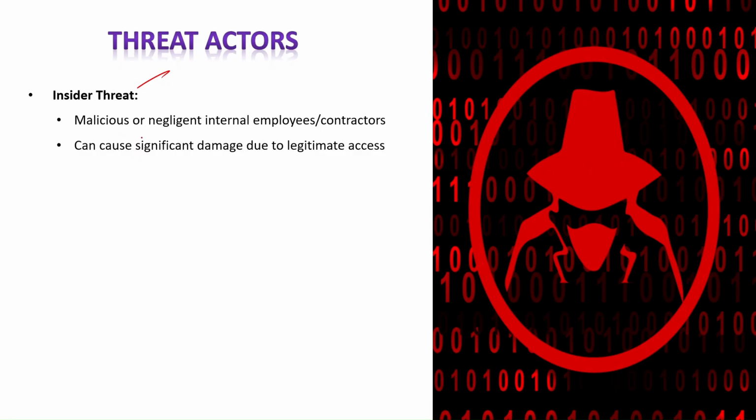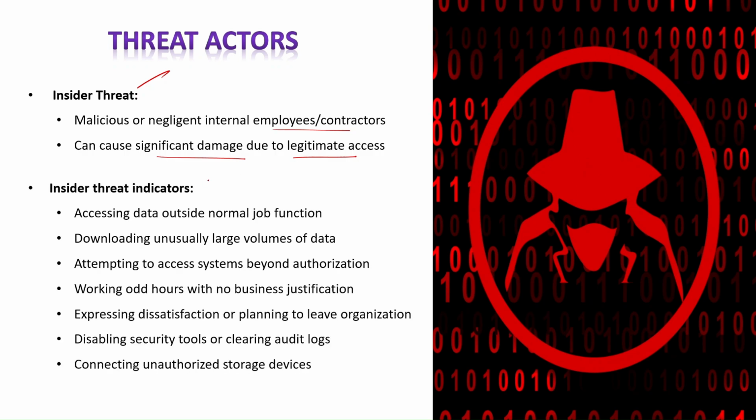Next is the insider threat. So these are malicious or negligent internal employees and contractors, and they can cause significant damage due to legitimate access to system and network. Insider threat indicators include accessing data outside normal job function and normal job hours, downloading unusually large volumes of data, attempting to access systems beyond authorization, working odd hours with no business justification, expressing dissatisfaction or planning to leave organization, disabling security tools or clearing audit logs, and connecting unauthorized storage devices.